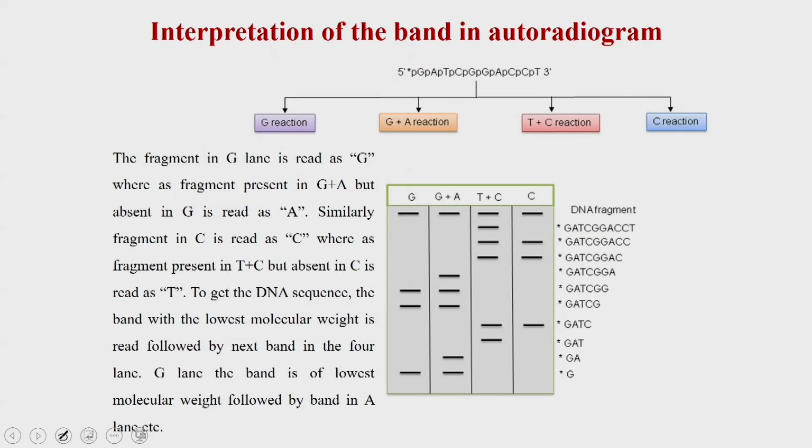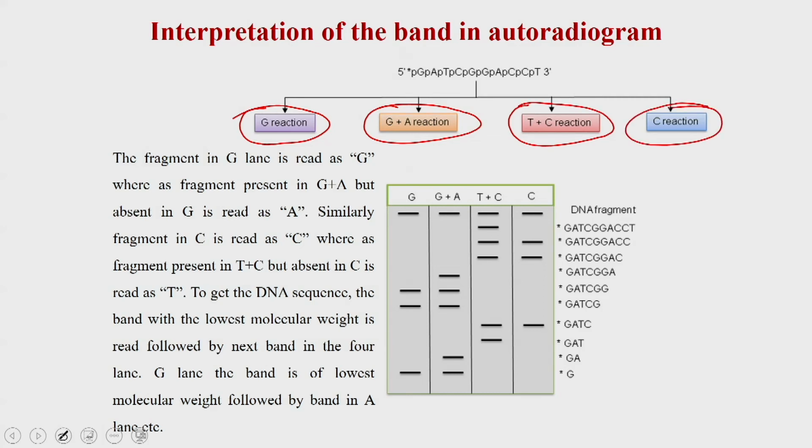Now, what you are going to do? You are getting the 4 reactions: G, G plus A reaction, T plus C reaction and C reaction. So, this is the pattern in the G reaction, G plus A reaction, T plus C reaction and C reaction. So, how does the interpretation go on? The fragment in the G lane is read as G, whereas the fragment present in G plus A but absent in G is read as A, okay?